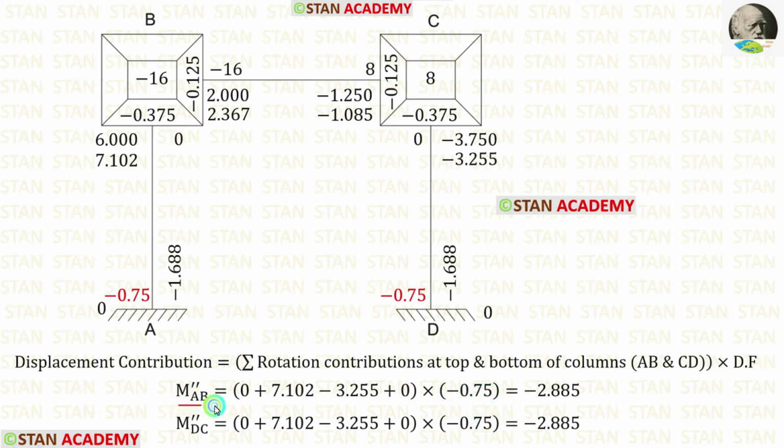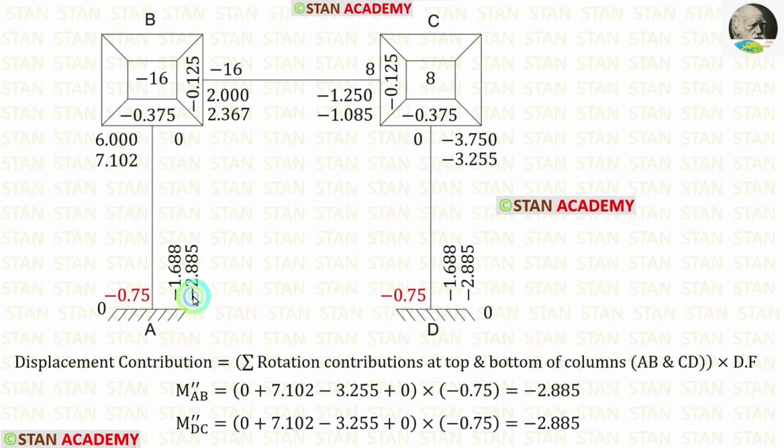We know that for M-AB and M-DC, we will have the same value because we have the same displacement factor. For M-AB and M-DC, we are getting minus 2.885. Let us apply them. Now we have finished the second iteration. Let us go for the third iteration.